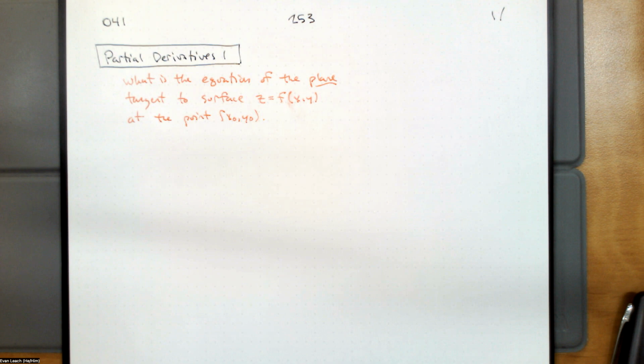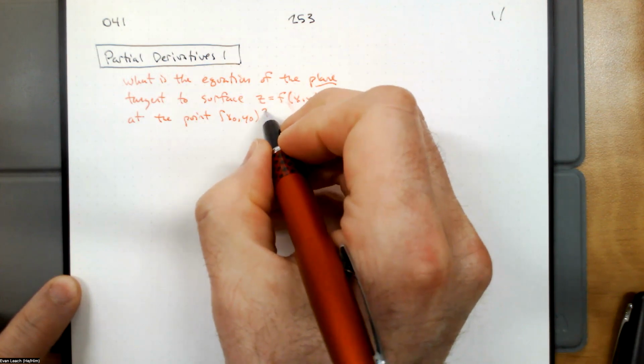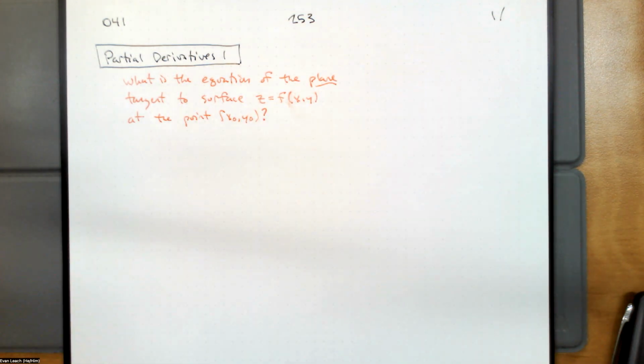Here's our new big question. Oh, it's not even a question yet. Here we go. What is the equation of the plane tangent to the surface z equals f of x, y at the point x naught, y naught?